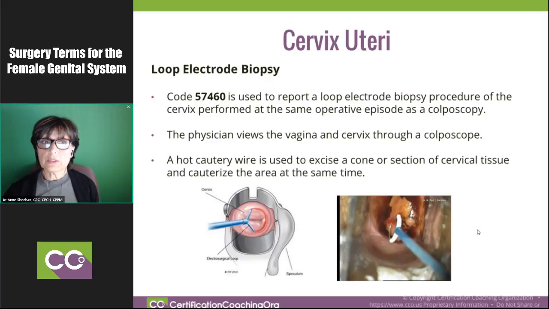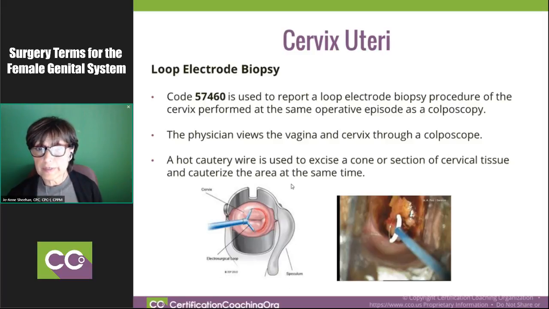So here is what the loop electrode biopsy looks like. And this is used, the 5746, to report the loop electrode biopsy procedure of the cervix performed at the same operative episode as the colposcopy. And the physician views the vagina and cervix through a colposcope right here. This is the scope right here, and this is the electrosurgical loop and the speculum.